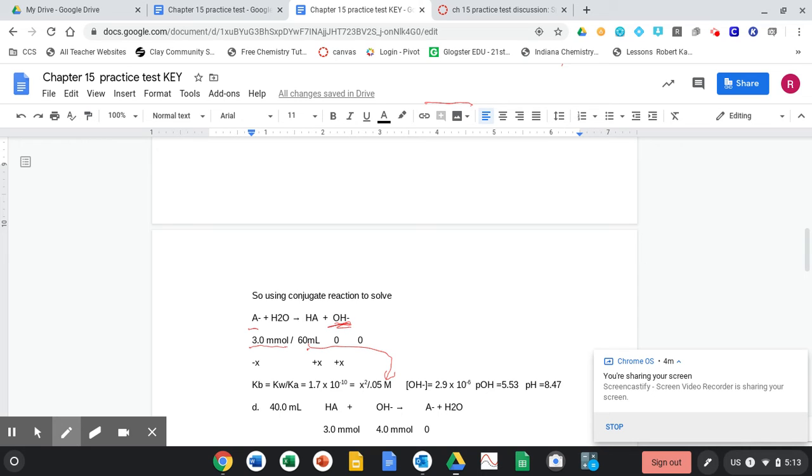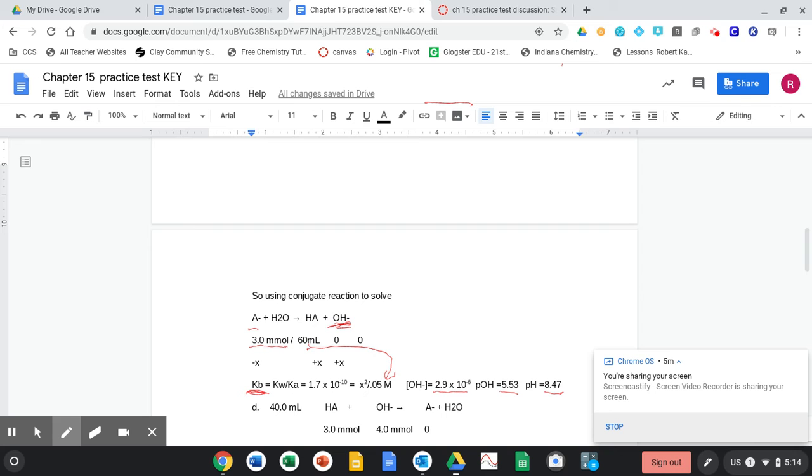And so I also have to find the Kb. So I take Kw, which is 1 times 10 to the minus 14th, divided by the Ka, the 6 times 10 to the minus 5th. And I get Kb is 1.7 times 10 to the minus 10th. And that's going to equal X squared all over 0.05. So I take 0.05 times the Kb and square root it. And that gives me a hydroxide ion concentration of 2.9. That gives me a pOH of 5.53.